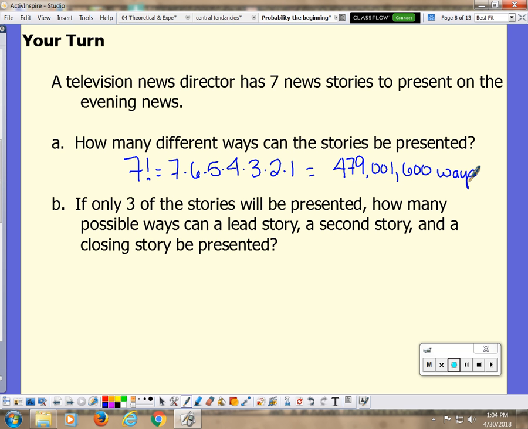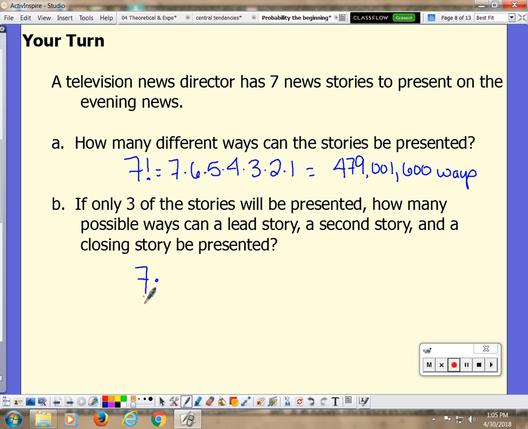If only 3 of those stories will be presented, so I'm only going to do 3 of them. Of those 7, I only want to do 3. How many possible ways can a lead story, a second story, and a closing story be presented? Well, just like on our last slide, there are 7 possible ways for me to do that very first story. 7 possible stories to pick from.